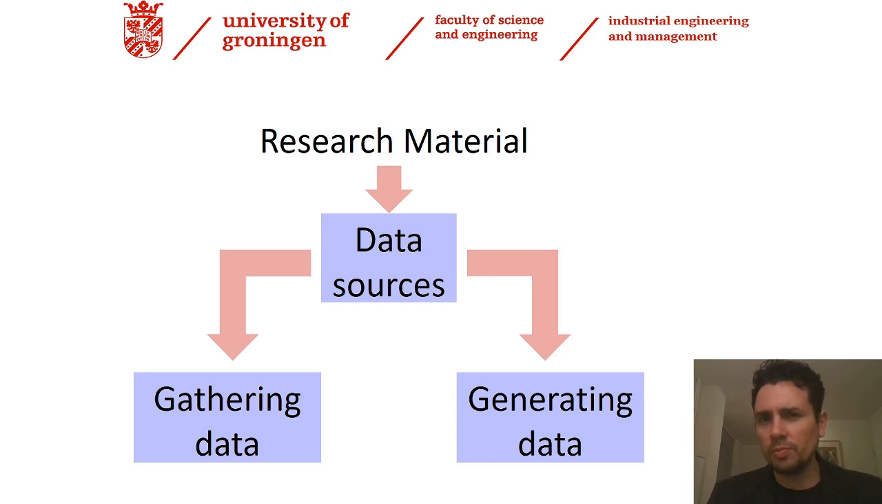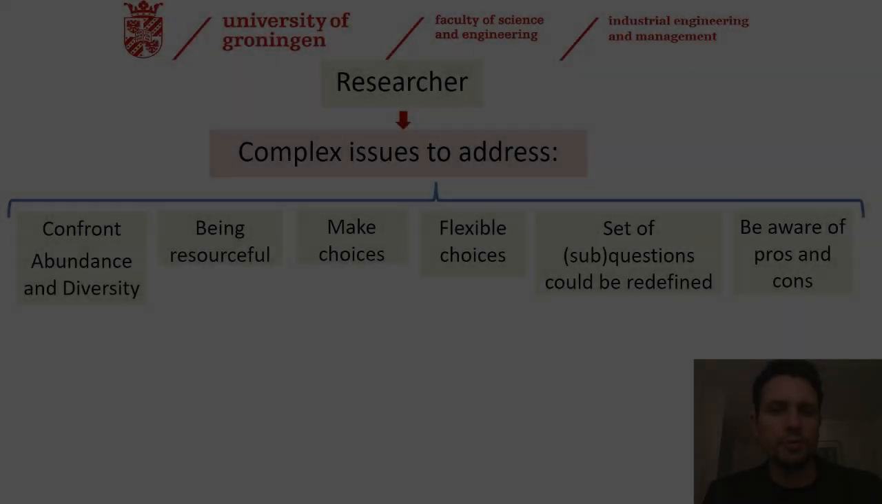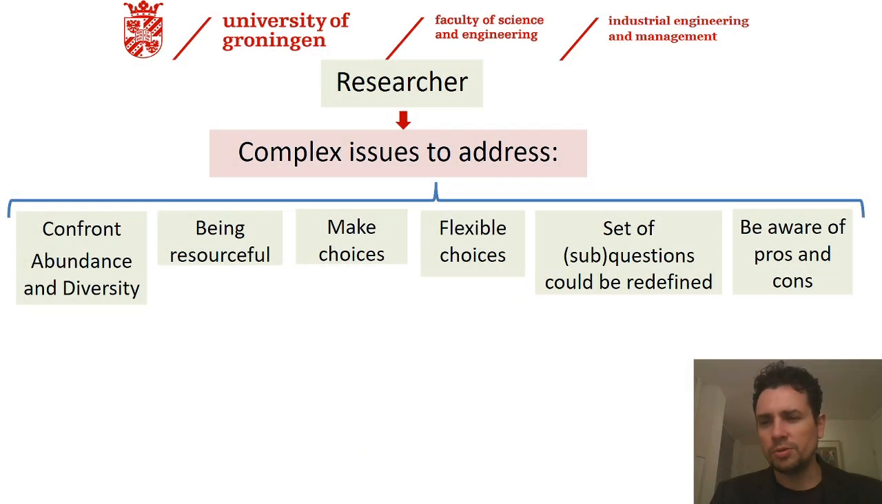What is the nature and the complexity of the data? What's the availability? So that will define the sort of research material, but also the research strategy connected to the previous chapter. Here is where the researcher will confront different issues, complex issues that should be addressed. For instance, abundance and diversity of different types of materials. Also, the researchers should be resourceful, meaning that there must be new ways to generate or gather the required data for the project.